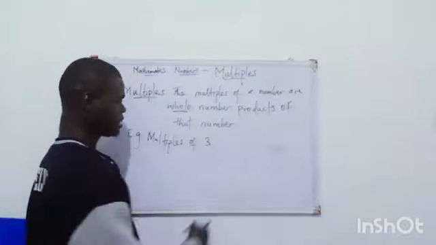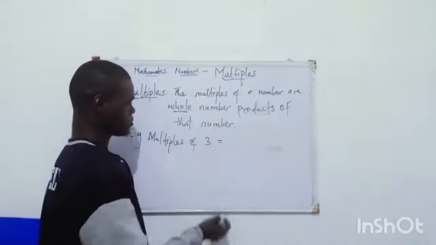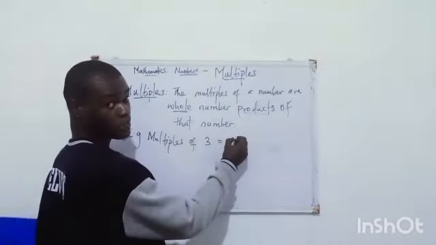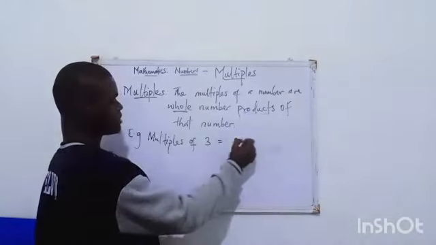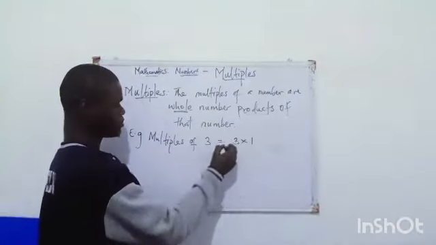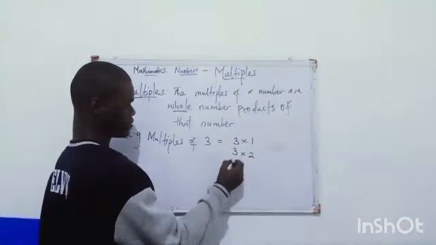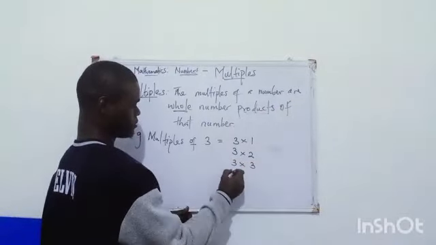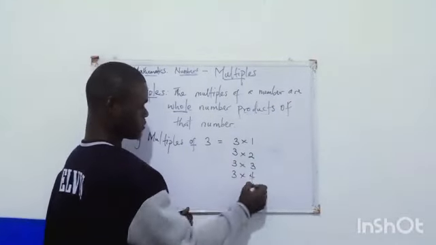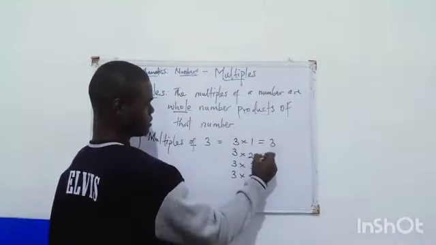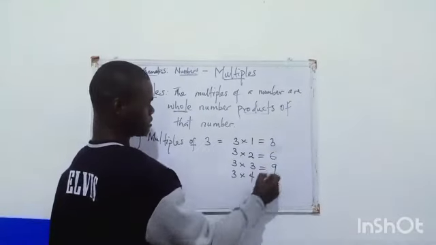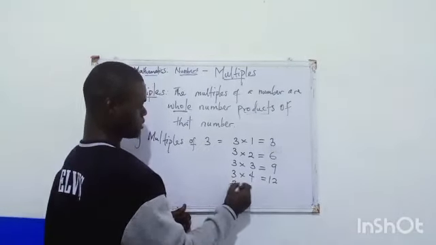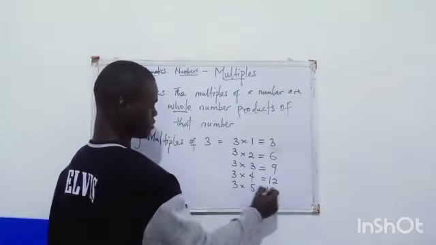So multiples of 3 are very simple. Very, very simple. So let's go. You know your times table, it will come in handy here. So we have 3 times 1 is the first multiple. We have 3 times 2. We have 3 times 3. We have 3 times 4. Right? Let's go. 3 times 1 gives us 3. 3 times 2 gives us 6. 3 times 3 gives us 9. 3 times 4 gives us 12. 3 times 5 gives us 15, and so on.